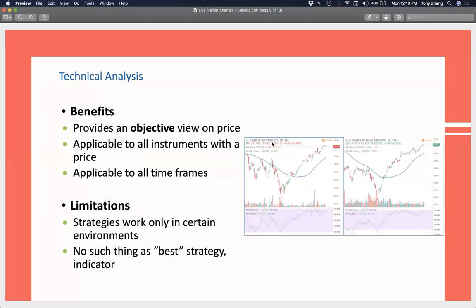However, I use technical analysis for a few different reasons. Number one, it provides me with what I believe is an objective view on price, because technical analysis, or a chart, just tells you historically where a stock has traded. There's nothing subjective about it. The stock trades at a certain price and exchanges hands at a certain price. That's all that price action is telling me. But more importantly, it's useful for all instruments with a price.